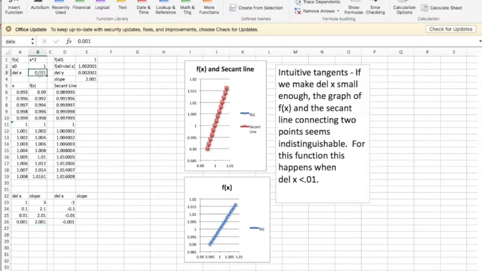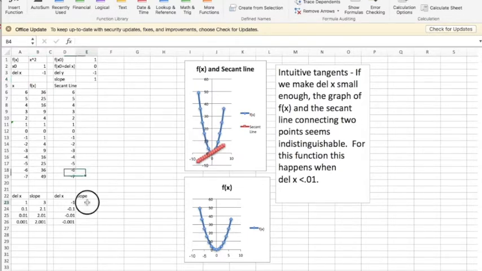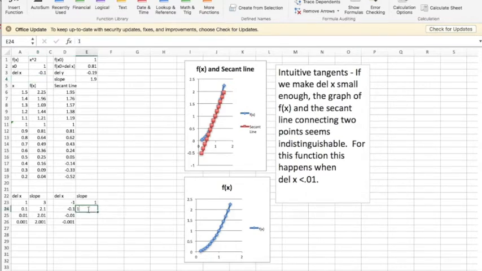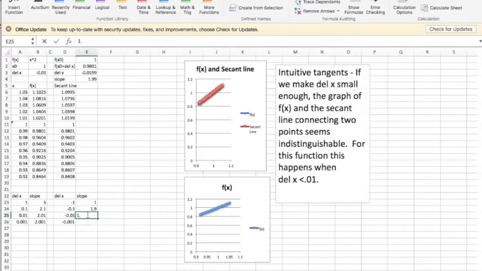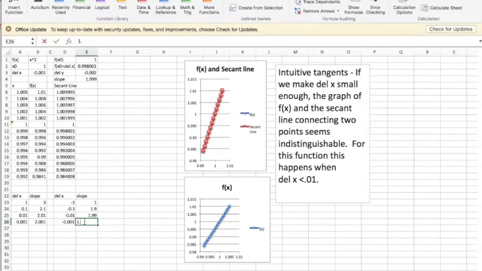Now we also want to look at what happens if delta x is minus 1. In that case, the slope starts as 1. If delta x is minus 0.1, the slope is 1.9. If delta x is minus 0.01, the slope is 1.99. And if I look at delta x being minus 0.001, the slope is 1.999. Intuitively, I'm looking at it and saying, this slope is going to 2, this slope is going to 2. The limit as I let delta x get really small is the slope is 2.